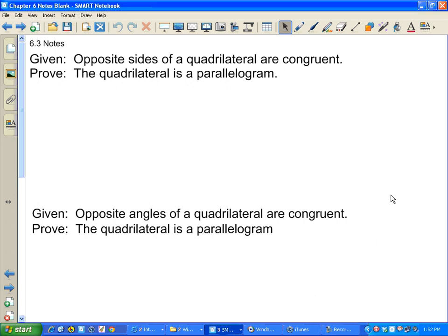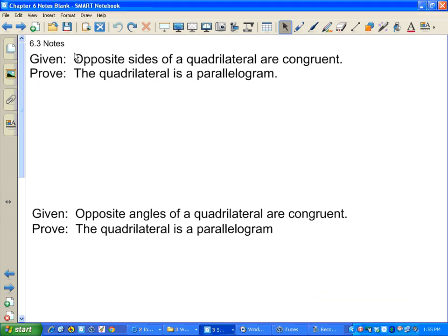So 6.3, we're going to look at how we can start proving that quadrilaterals are parallelograms. In order to do that, we're just going to look at certain conditions that we know are true about parallelograms and see if that's enough for us to formulate a proof that it is in fact a parallelogram.